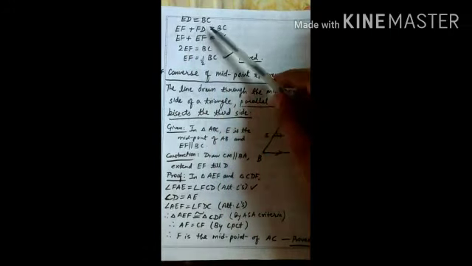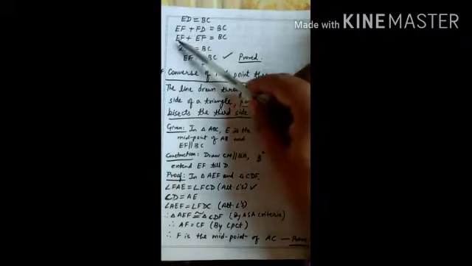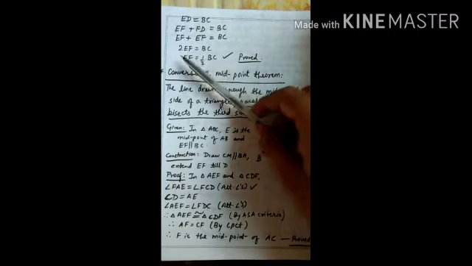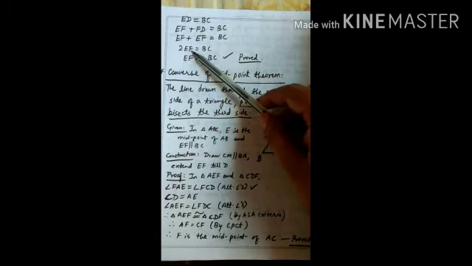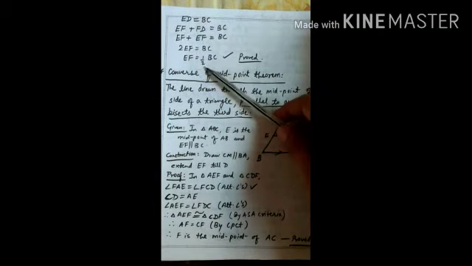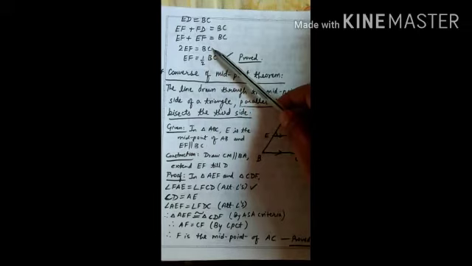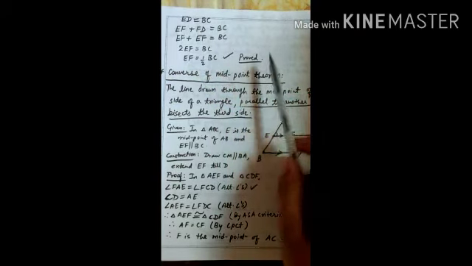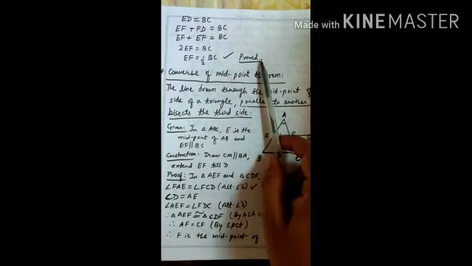EF remains EF, and FD equals EF, so EF plus EF becomes twice EF, which equals BC. The 2 moves to the right-hand side as division, so EF equals BC divided by 2, which can be written as half of BC. So EF is proved equal to half of BC. This is the midpoint theorem.